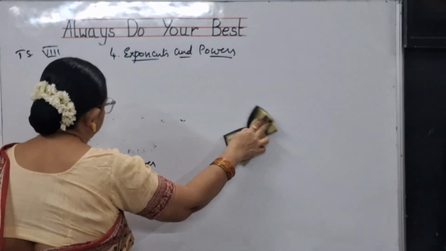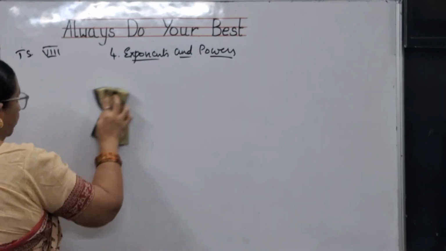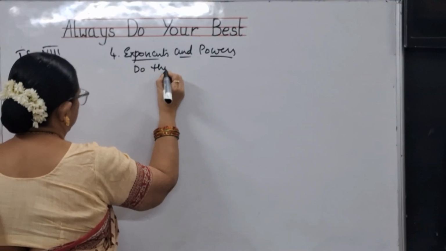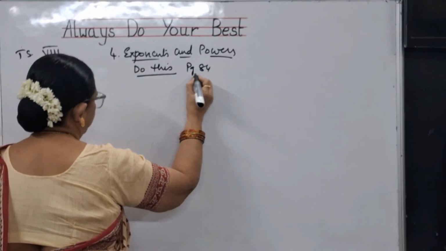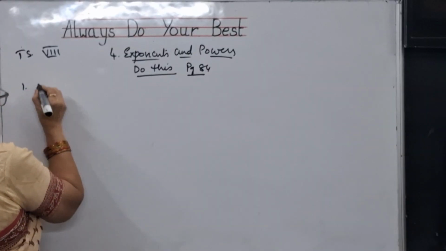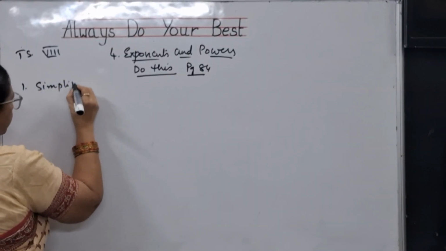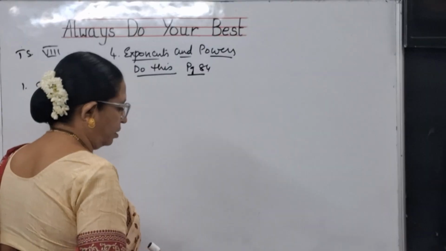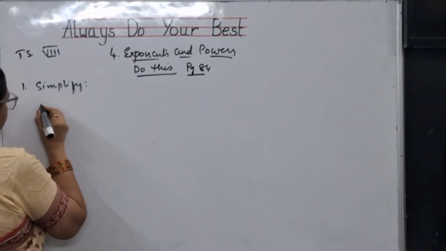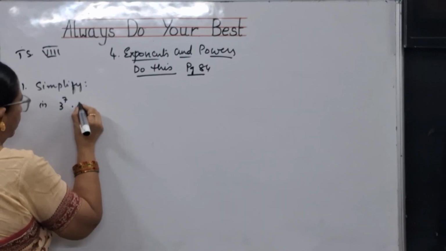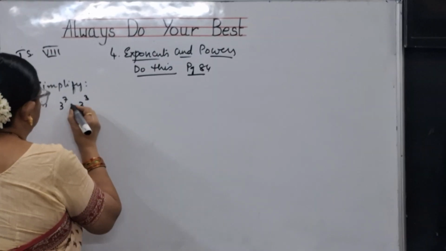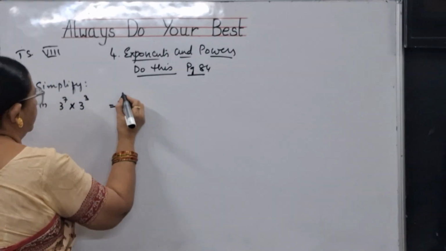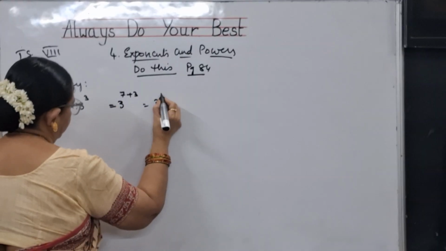Now let us go to the 'Try these' problems. So you have got, in page 84, 'Try these' problems. In page 84, the first one is simplify. In this, you have got 3 to the power of 7 into 3 to the power of 3. See children here, it is multiplication. The bases are same. So when you are multiplying the same base, you can add the powers. That is 3 to the power of 10.